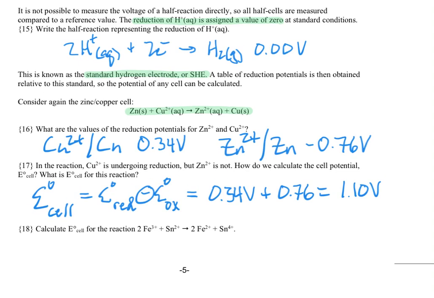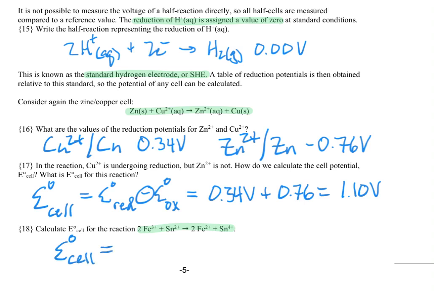Let's go ahead and figure out then how we would calculate the cell potential for a galvanic cell reaction that we haven't talked about yet. So here's another one. Iron 3 plus tin 2 makes iron 2 and tin 4. So I have to look up the reduction of iron 3 to iron 2. So my first step here is going to be to find the cell potential.